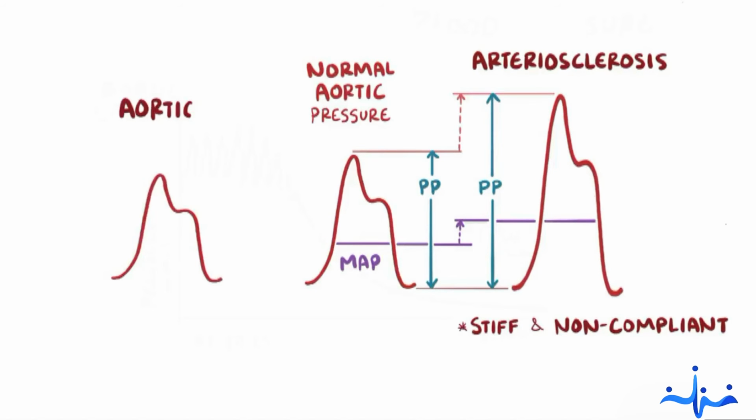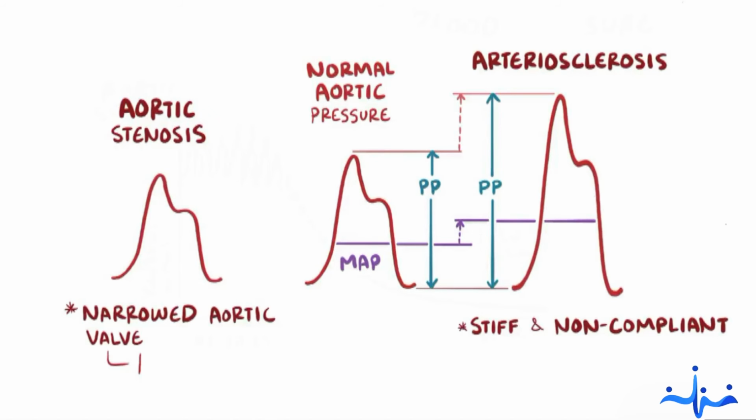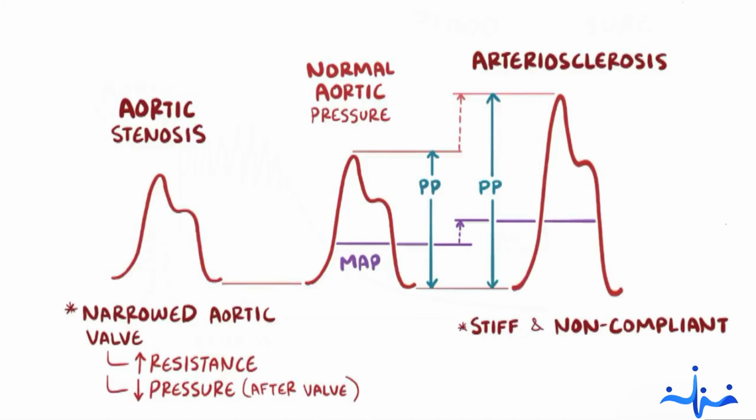The second example is aortic stenosis, which is a narrowing of the aortic valve which increases its resistance. With increased resistance, the change in pressure must also increase, which means there's a decrease in the pressure after the valve, or the final pressure. The diastolic pressure again remains unchanged, but there's a decreased systolic pressure, decreased pulse pressure, and therefore decreased mean arterial pressure.